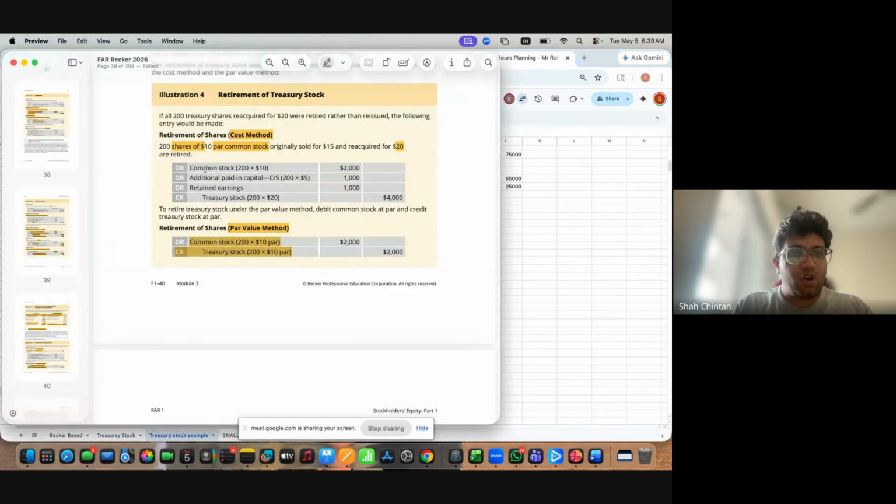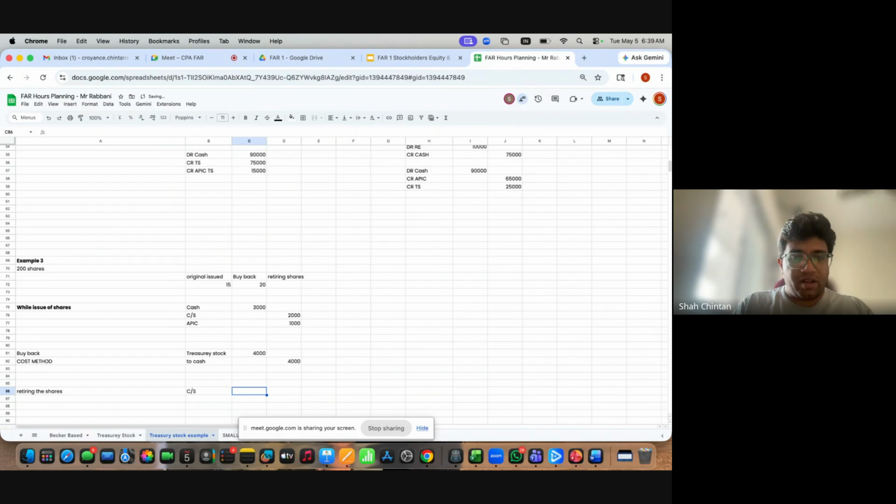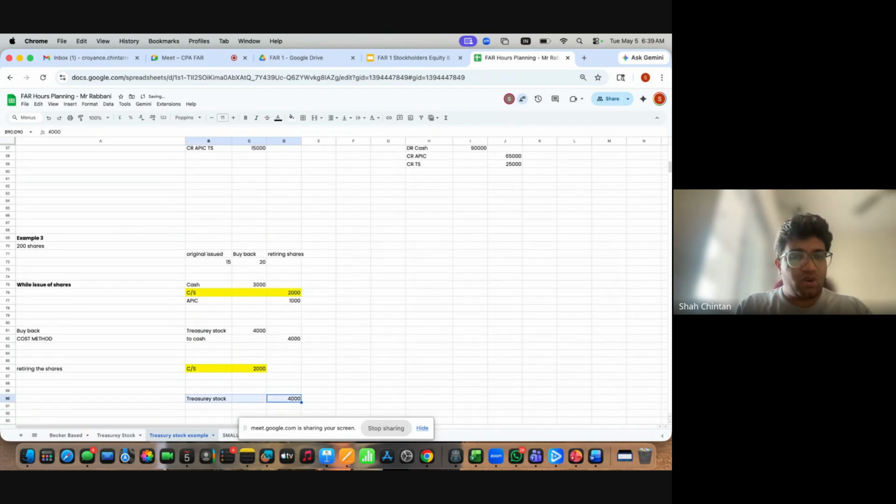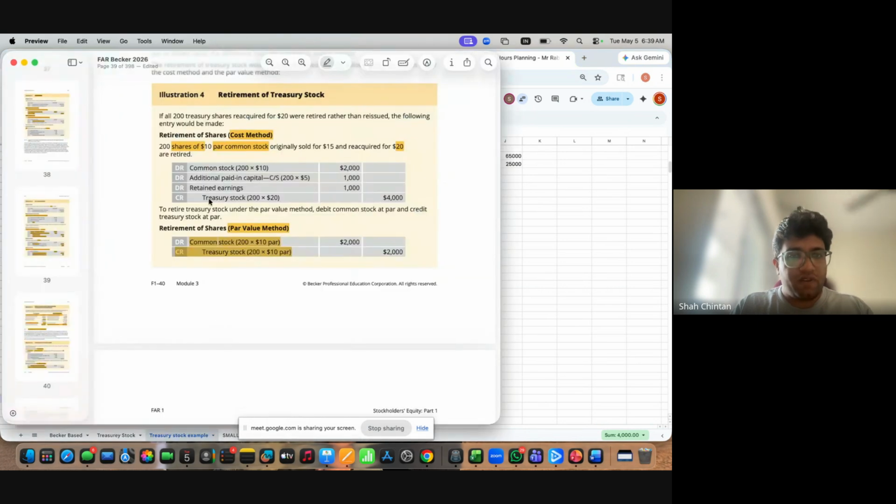So what we are saying, common stock is debited always at a par value. So common stock is debited $2,000. So I can say this entry is knocked off and this entry is knocked off. So debit credit net to zero. This is credit, this is debit, account is closed. Now treasury stock, we have to again close the value. So treasury stock, we have a value of $4,000. So treasury stock is closed with $4,000.